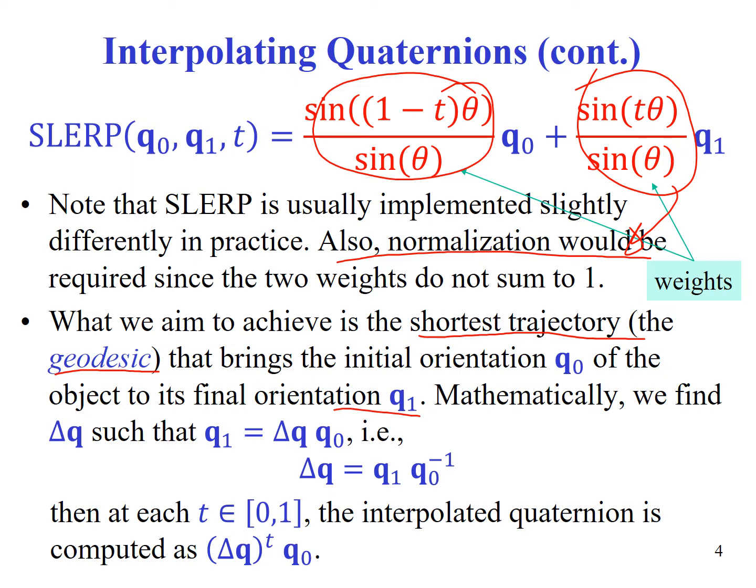Mathematically, we find the difference between the two to be equal to delta Q, which changes Q0 to Q1, and the value of delta Q would be Q1 multiplied by Q0 inverse. Then at each step t, where t is in between 0 and 1, the interpolated quaternion is computed as delta Q raised to the power t multiplied by Q0.